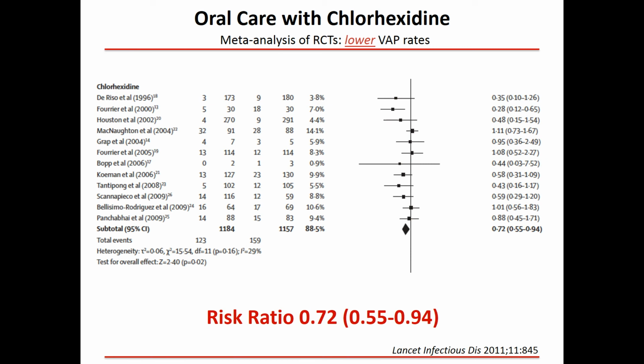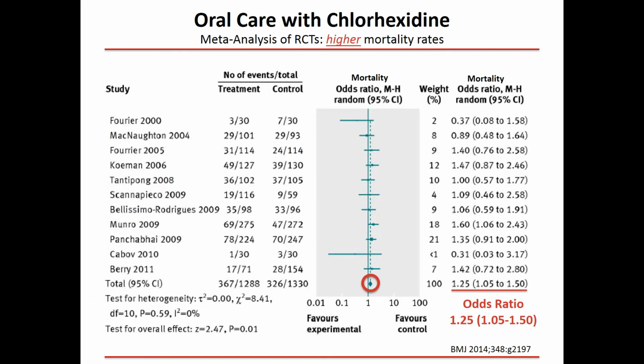But those same meta-analyses actually also showed a point of concern. Check this out. Here's a meta-analysis looking at mortality as the outcome, and these investigators are suggesting that chlorhexidine is associated with a higher risk of mortality. So again, if we look at our classic VAP bundle, those are 3 components in which we have either a paucity of evidence or even the possibility of harm.